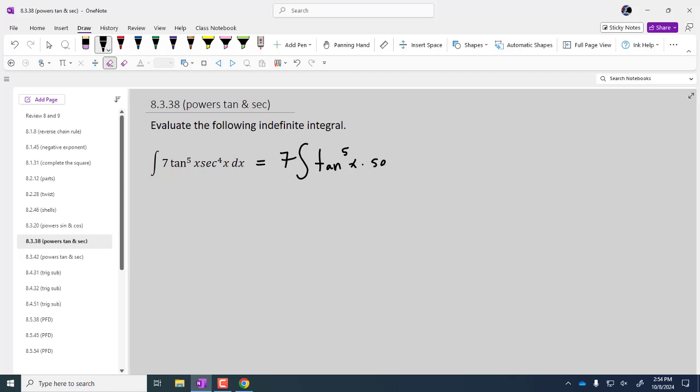We're going to pull off secant squared, which creates a secant squared as leftovers. So we have that. So these ones right here, these are our leftovers. These are the ones that we're going to convert to tangents. And secant squared is 1 plus tan squared. We're going to have tangent to the 5th multiplied by 1 plus tangent squared multiplied by secant squared x dx.